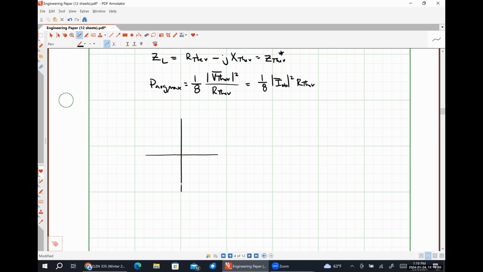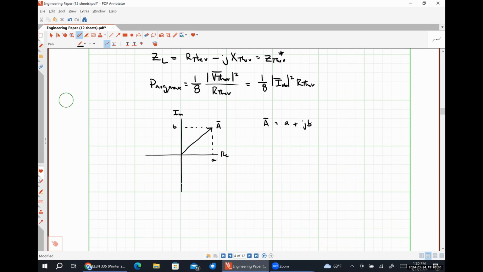So here's my complex plane. This is my real axis. This is my imaginary axis. And I'm going to call this complex number A, so that the projection of A onto the real axis has a real part, lowercase a, and the projection onto the imaginary axis is lowercase b. So in rectangular form, my complex number A is equal to a plus jb.